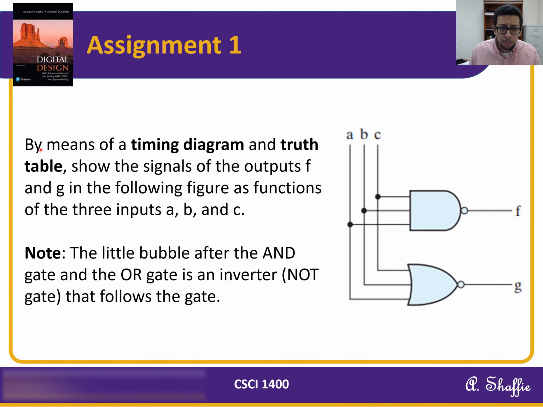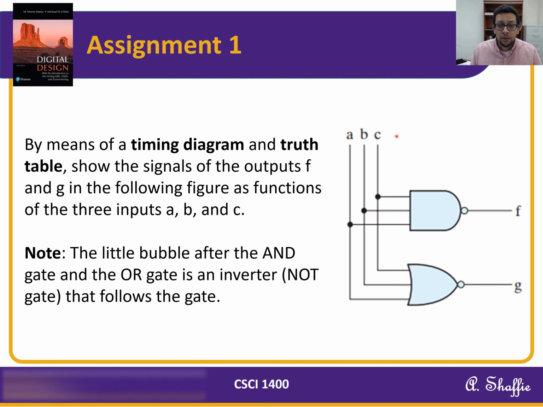This is our assignment. By means of a timing diagram and the truth table, show the signals of the outputs F and G in the following figure as functions of the 3 inputs A, B, and C. I add a note here that the little bubble after the AND gate, which is this one, and the OR gate, which is this one, is an inverter, which means a NOT gate. So it means I have an AND gate followed by NOT, and an OR gate followed by NOT. I expect that all of you are now familiar with the names of these two gates. This one is an AND gate, and this one is an OR gate.